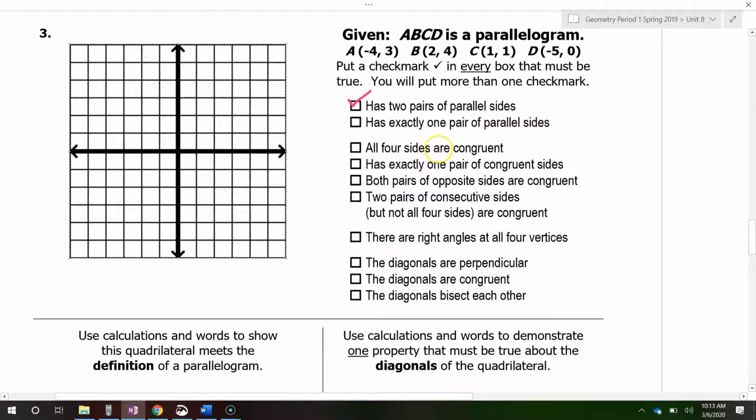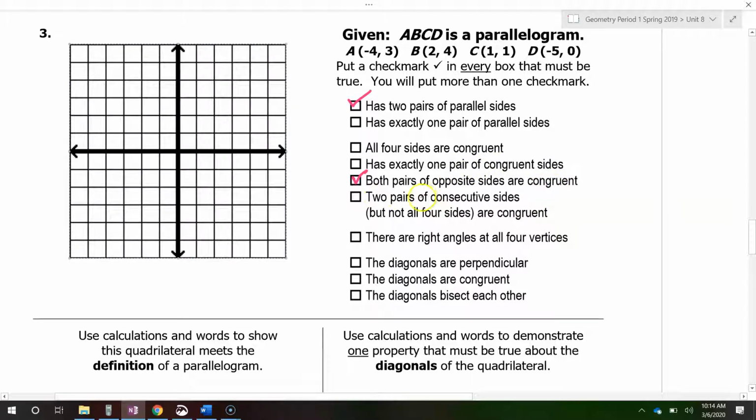All four sides congruent. Is that a parallelogram thing? No, that would be a rhombus. One pair of congruent sides? Look, we already said it has two pairs. Okay. Both pairs of opposite sides are congruent. Am I going to check that off? Yeah, that's true. In parallelograms, the opposite sides are congruent, both pairs.